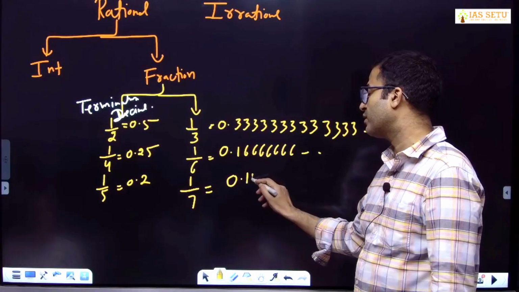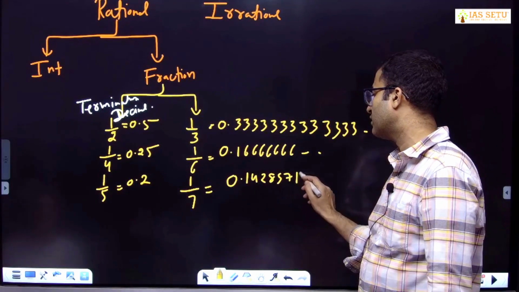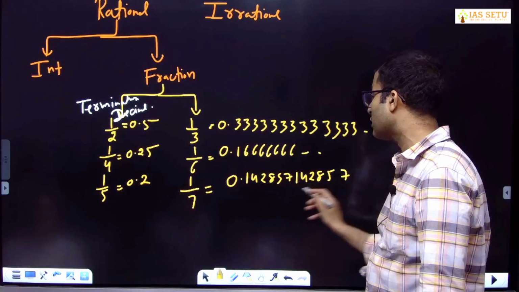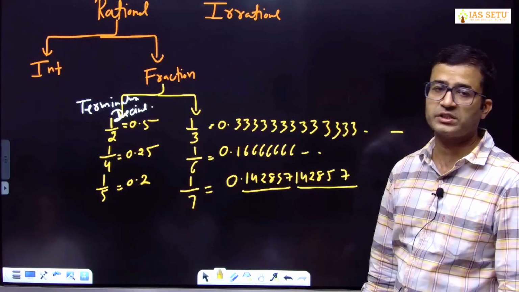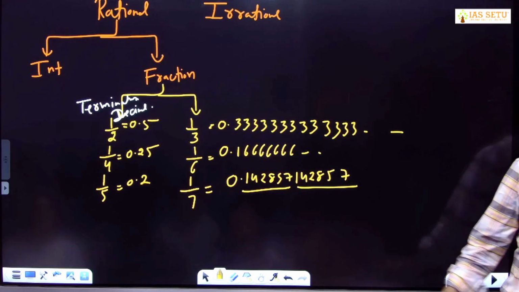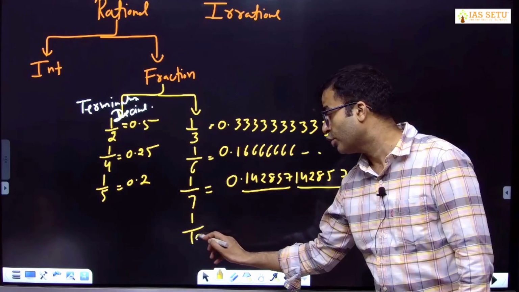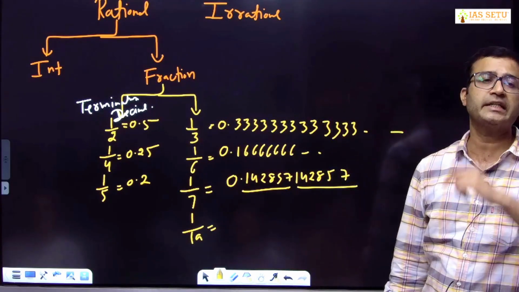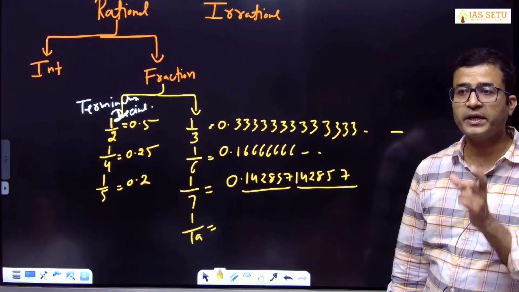You get 0.142857, 142857. You find repetition after 6 digit. Maybe you find repetition after 12 digit. At your home you can check 1/19. You will find there is a repetition after 18 digit. But there will be a repetition.